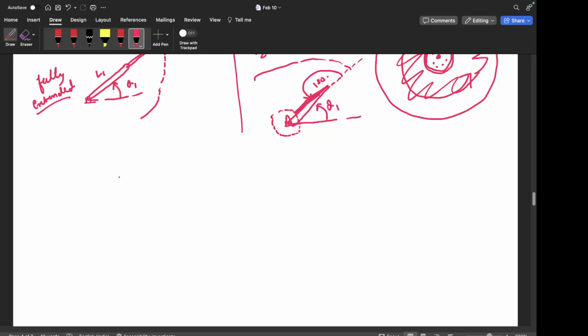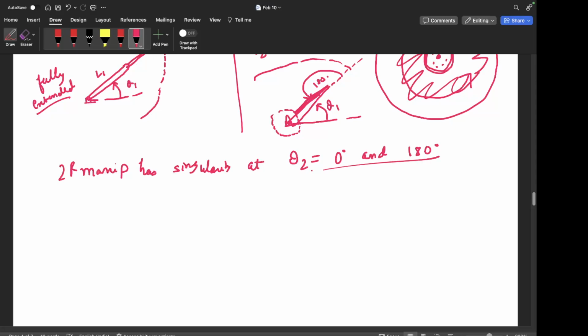Okay, so what we saw is that our manipulator has boundary singularity at theta 2 equal to 0 degrees and 180 degrees, right? In practical applications, what we would do is avoid giving such positions of the end effector which correspond to these angles, right?